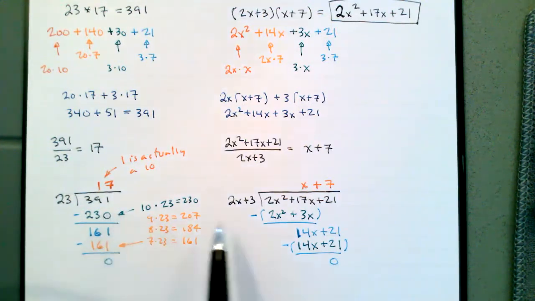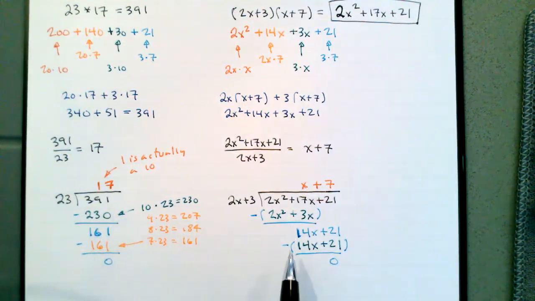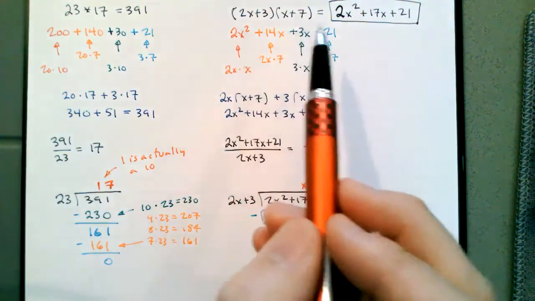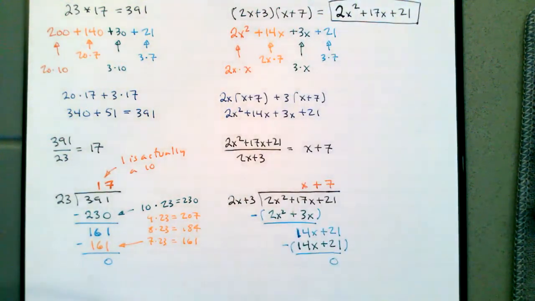So the 230 corresponds to 2x squared plus 3x. The 161 corresponds to 14x plus 21. We're just doing this multiplication in reverse. That should make sense because multiplication and division are inverse operations. All super connected up.